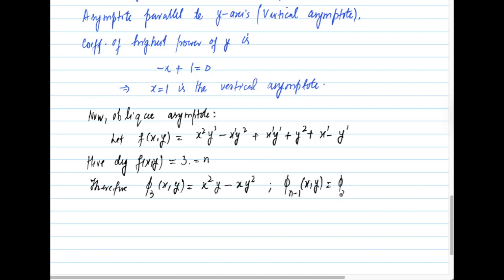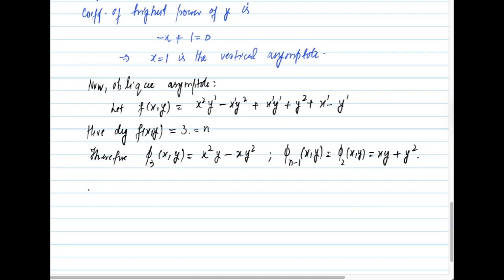This will be equal to now phi 2 of xy, which is equal to, because n minus 1 is equal to 2 here. Now this will contain those terms from f of xy whose degree is equal to 2. तो वो हम देख सकते हैं xy has degree 2 and also plus y square has degree 2. So these are the two expressions that we need to find the value of c. So next we need to evaluate this phi 3 of 1 comma m. We put x equal to 1 in this expression and y equal to m.